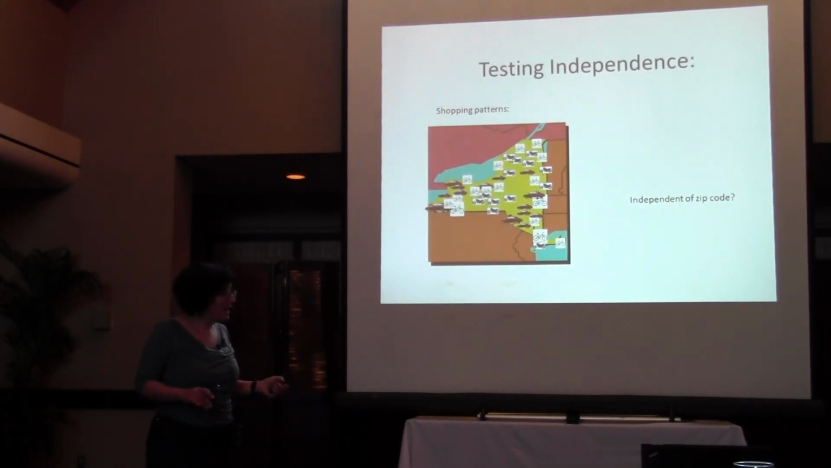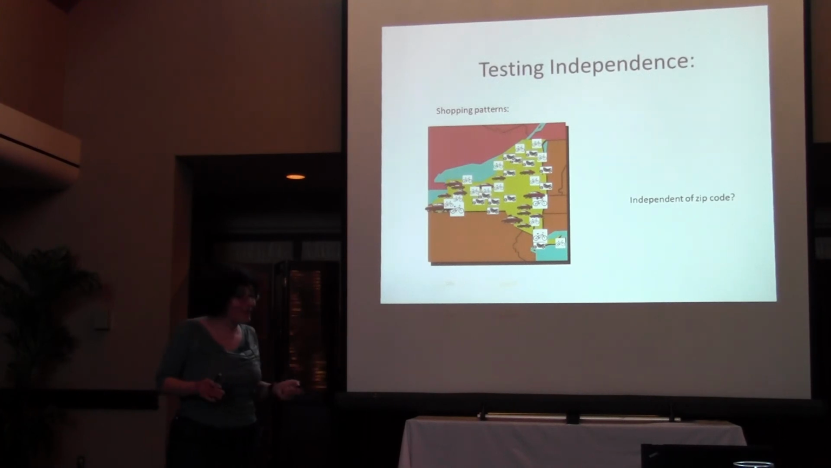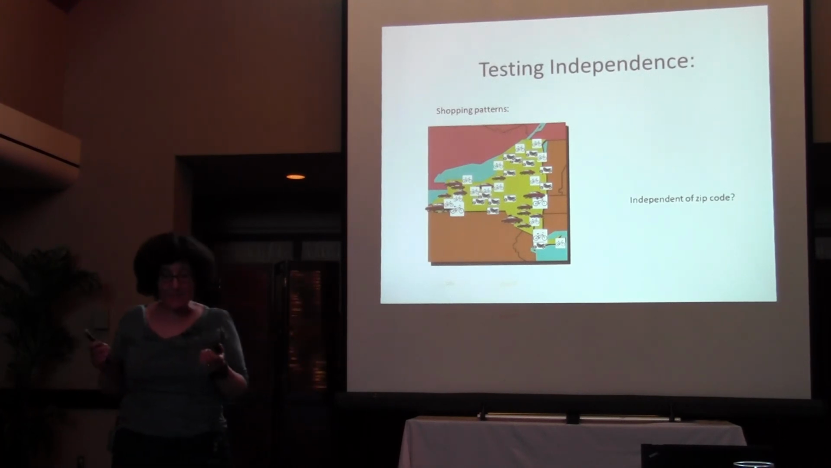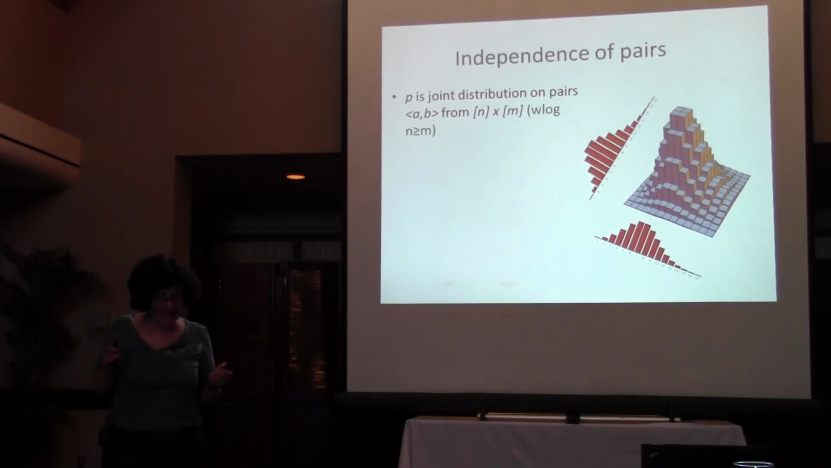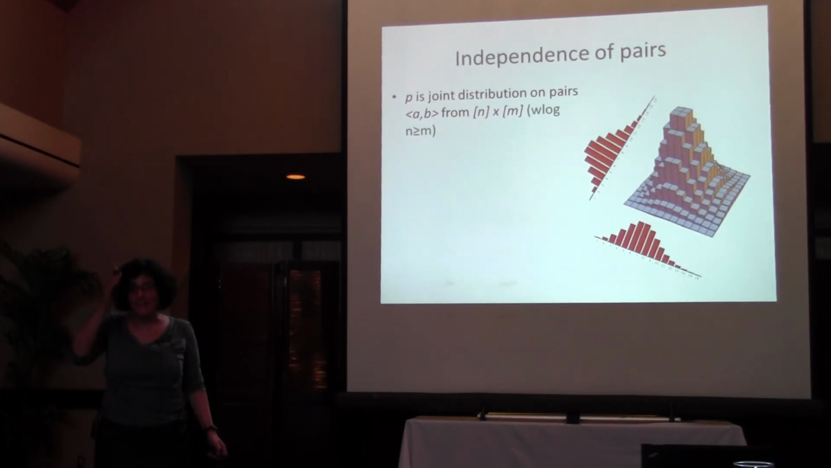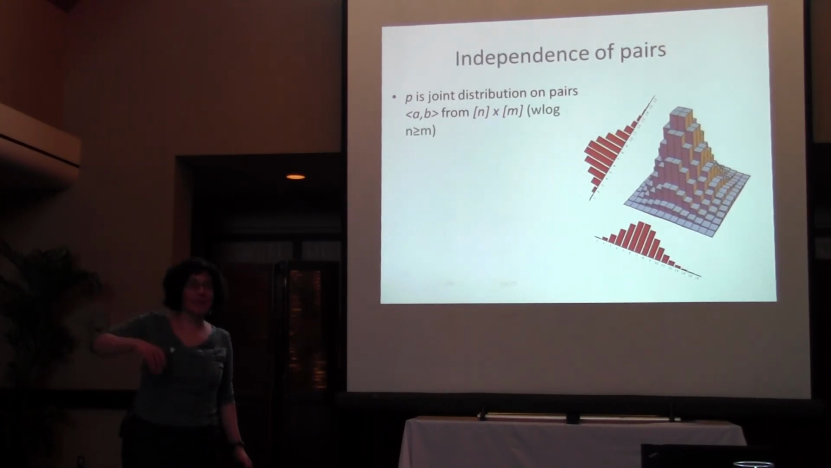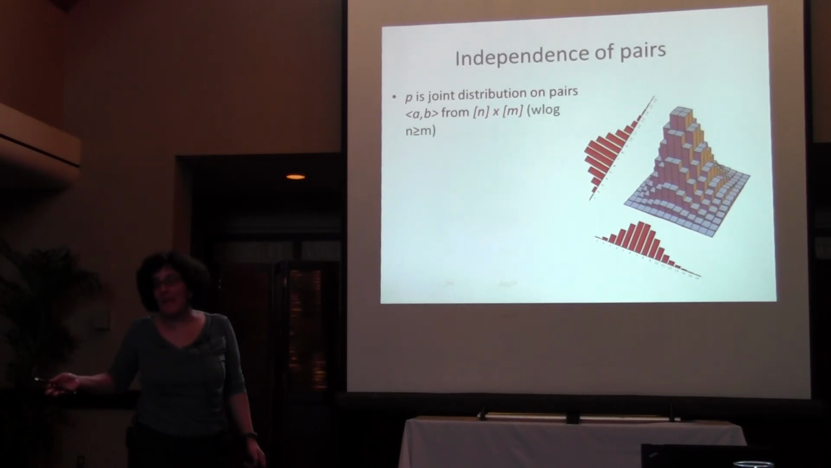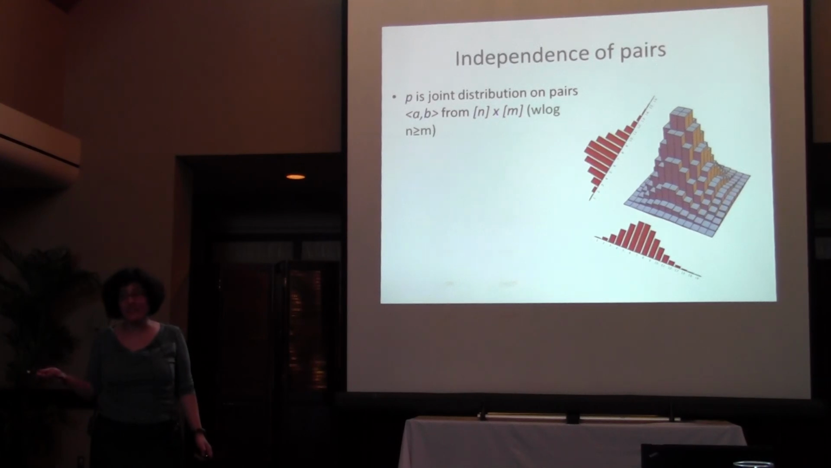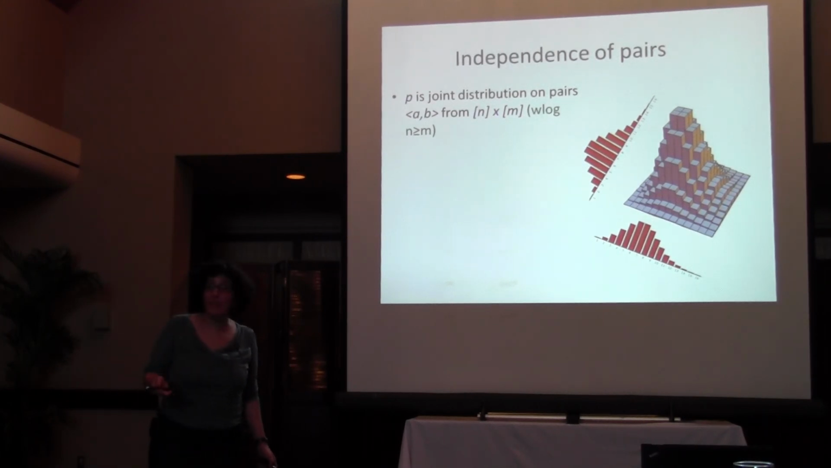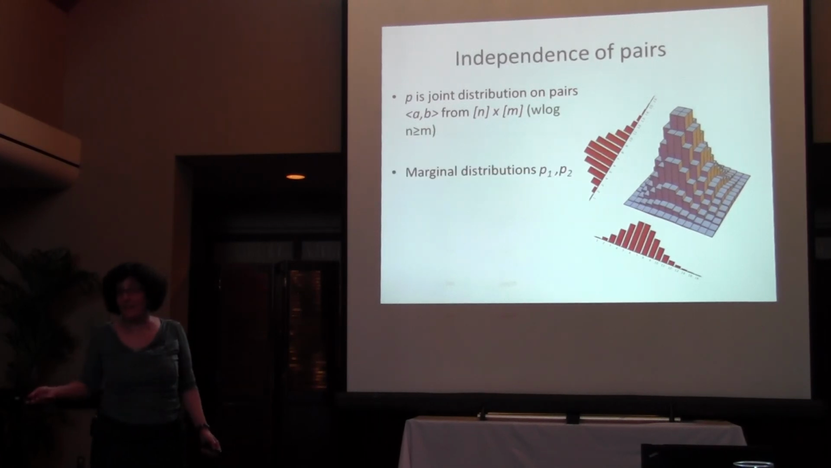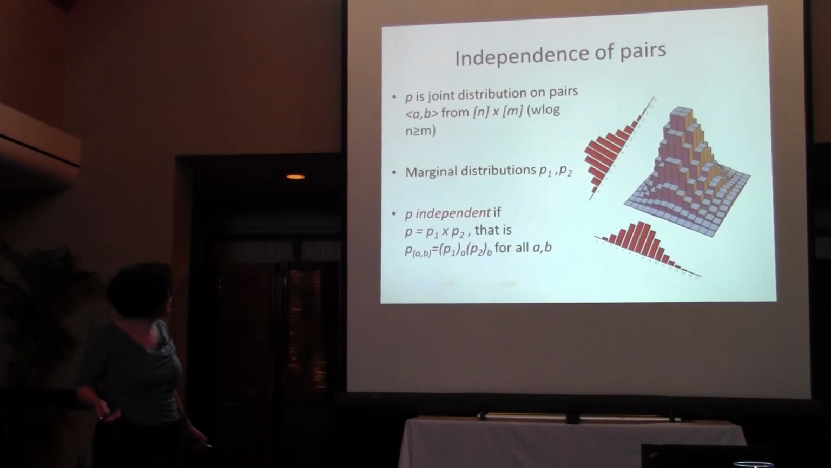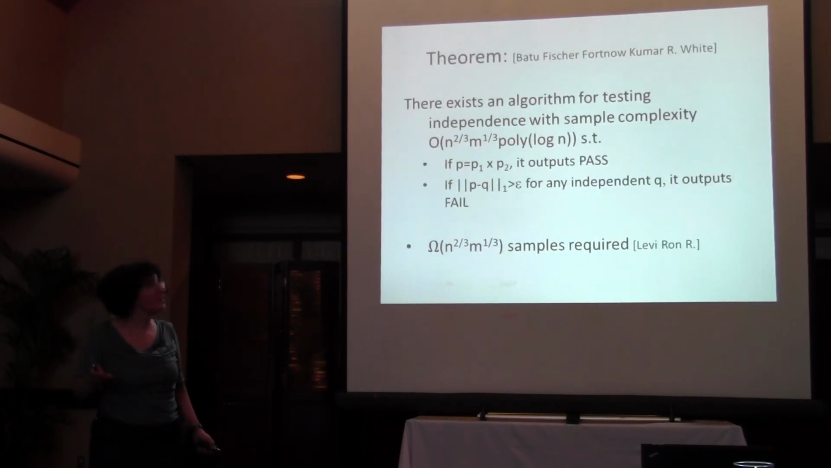So what about testing whether a joint distribution is independent? What I want you to get from this slide right now is only that the first coordinate of the joint distribution is from a domain of size n. The second might not be from the same domain. The second coordinate might just be a bit, or it might be also between 0 and n, or anything in between, and let's, without loss of generality, assume that n is greater than or equal to m. So what we want to know is whether our joint distribution on pairs is independent.